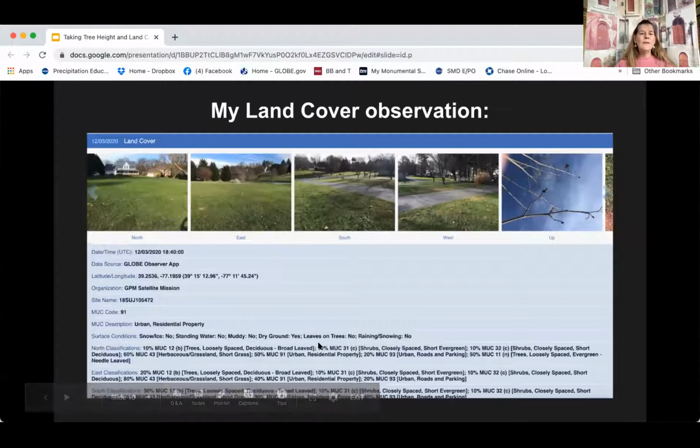Remember though, that's kind of extra for experts. You don't have to do that characterization in order to have completed your land cover observation. Kind of like the tree circumference. You can do it and it's great, but you don't have to. All right, so I hope you saw just how quickly I was able to do my land cover classification as well as my tree classification.